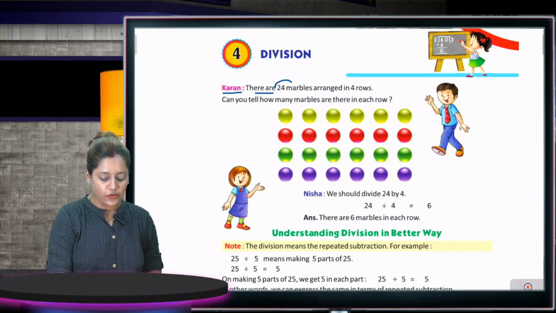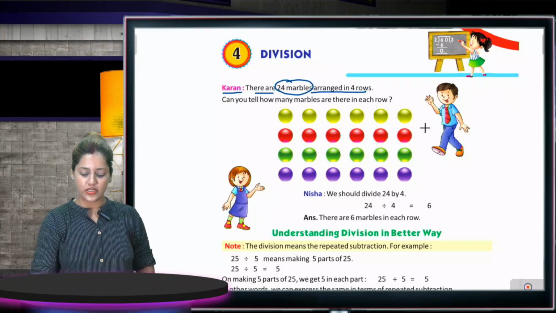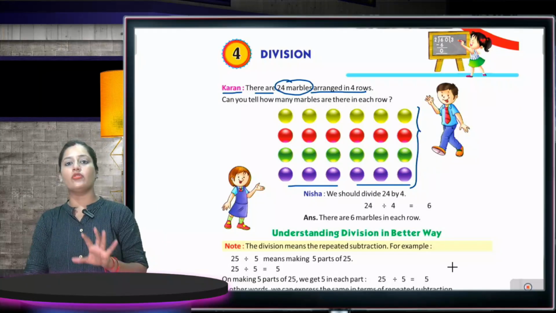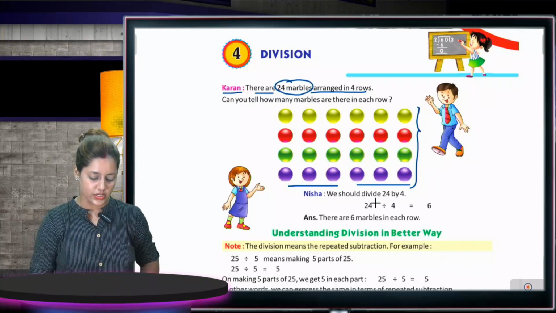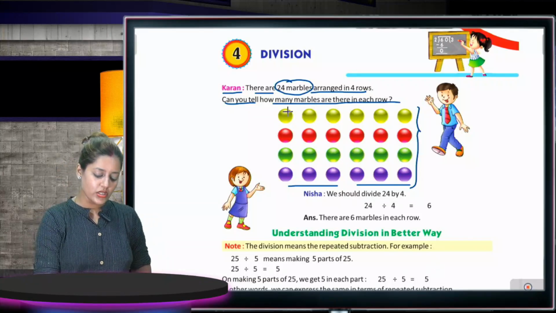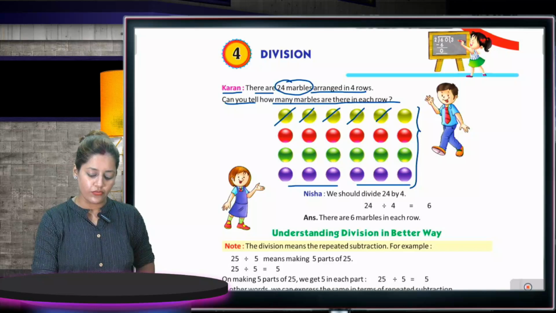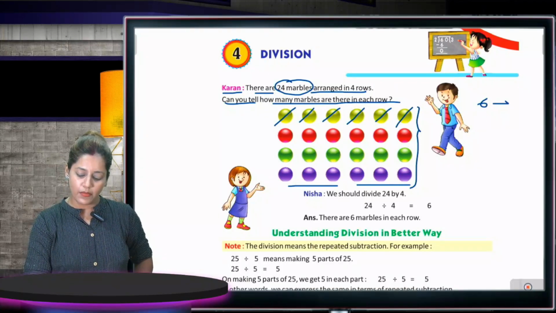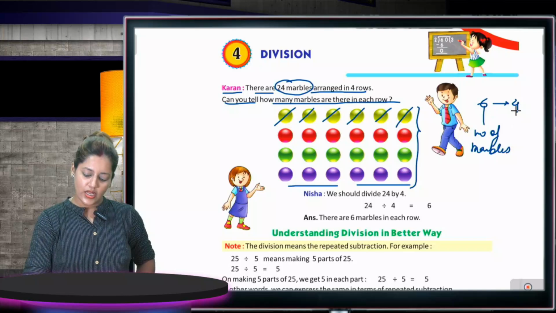Karan, there are 24 marbles arranged in 4 rows. So, there are 4 rows and each row has 6 marbles, and there are a total of 24 marbles. Can you tell how many marbles are there in each row? Let's count. 1, 2, 3, 4, 5, 6. So there are 6 marbles and the number of rows is 4. So these are the number of marbles and this is the number of rows.